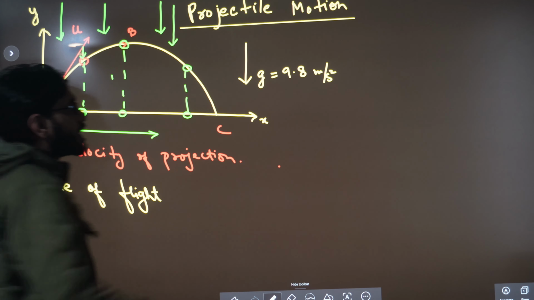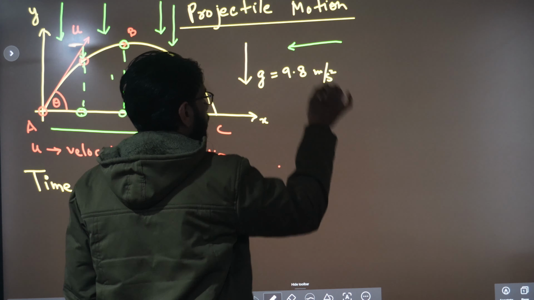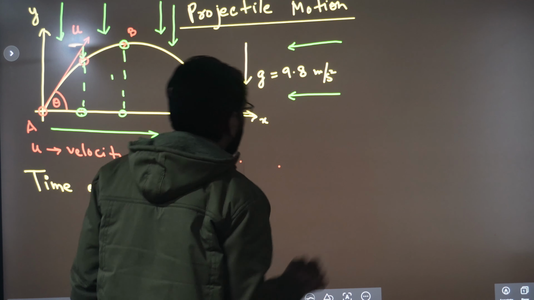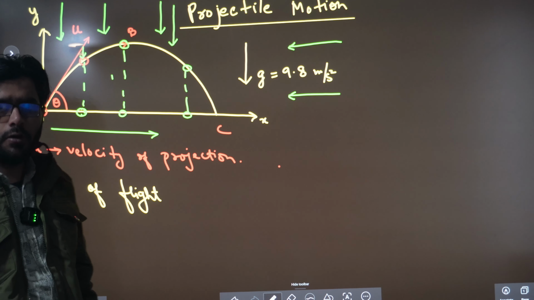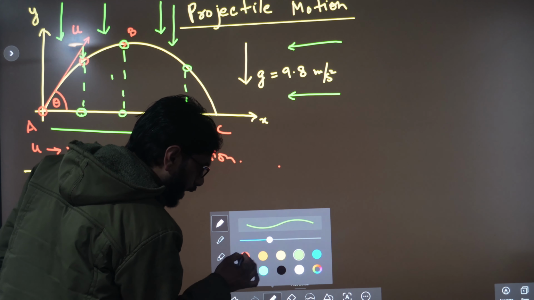Similarly, if we send light in leftward direction like this, what will happen? We will get a shadow on the y-axis. How will the shadow move? The shadow will move in this way.